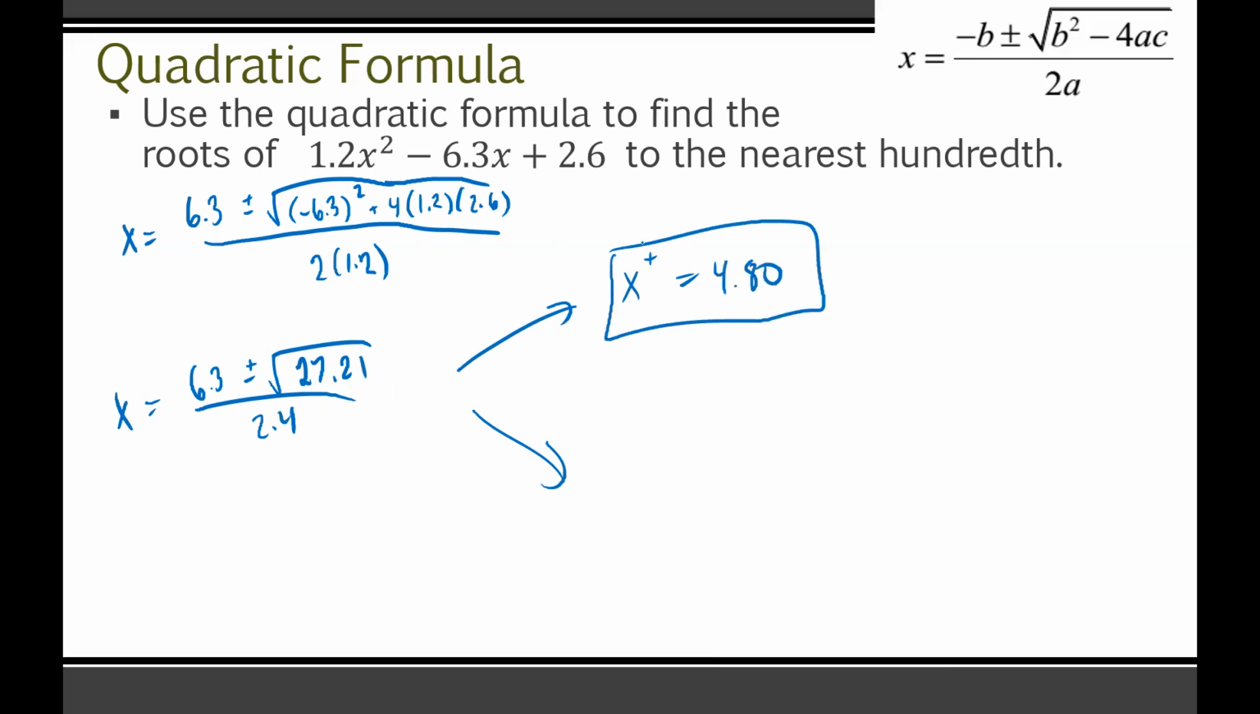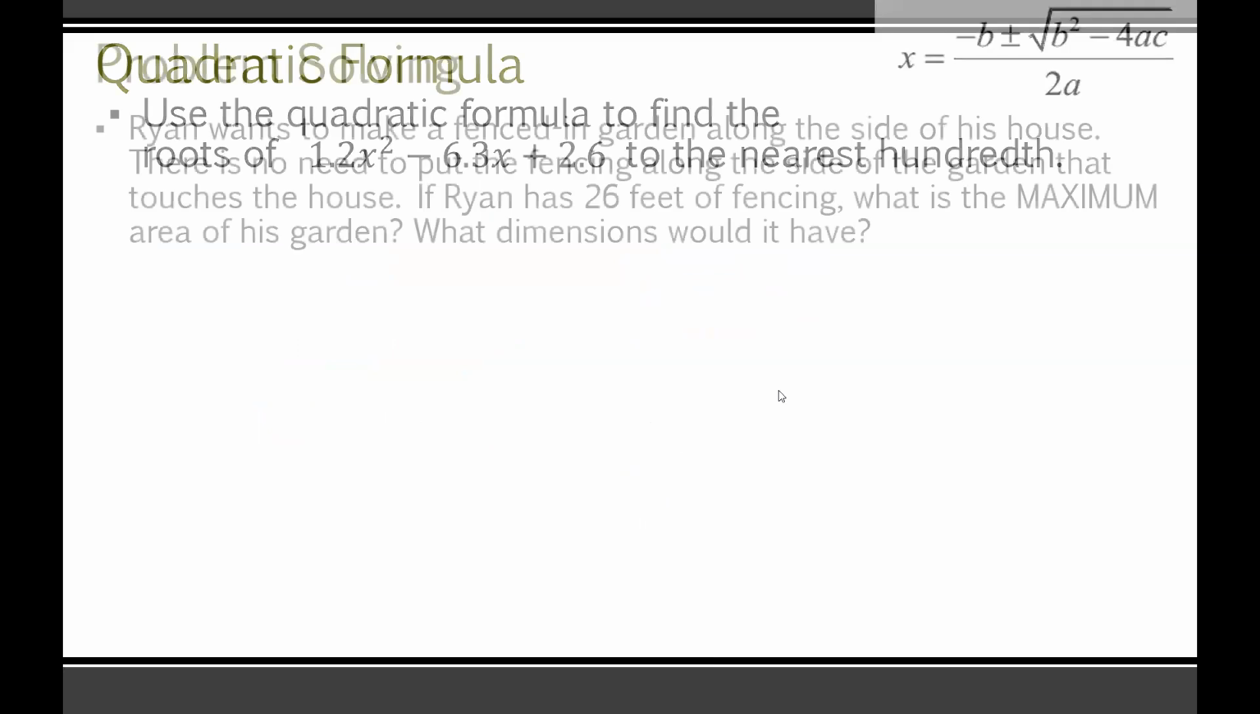So there's one of my roots, one of my x-intercepts, right? And then I'll do it again. If I subtract, I'll just call it x minus. If I go 6.3 minus the square root of 27.21, all divided by 2.4, you get 0.45. Whew, all right, that's a lot. All right, so we got 2 word problems to do here. We're almost done. Let's get this done.